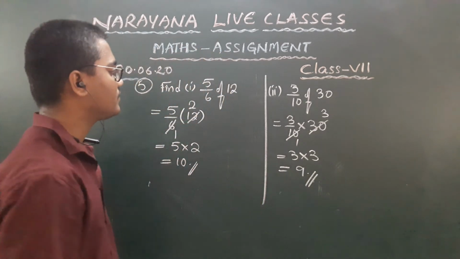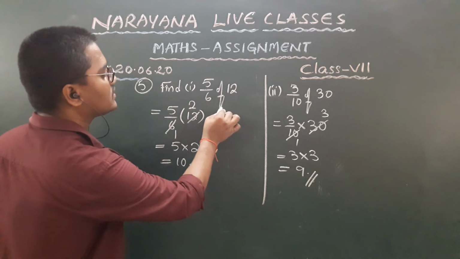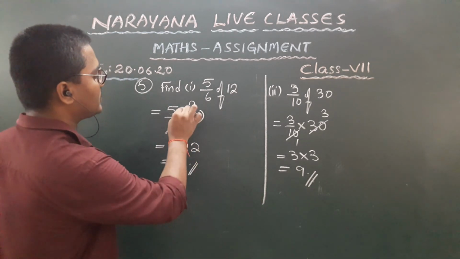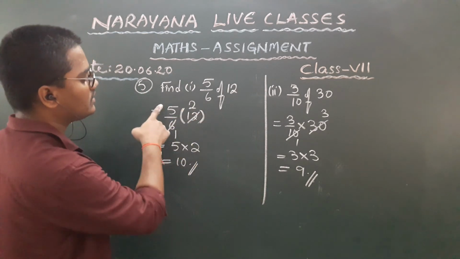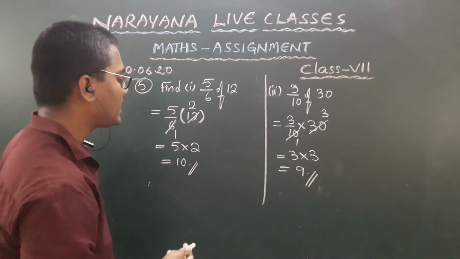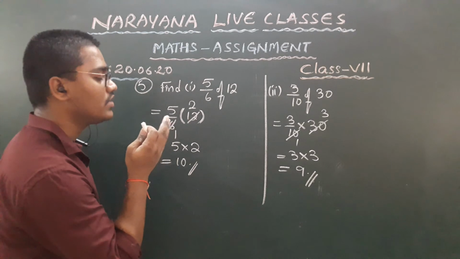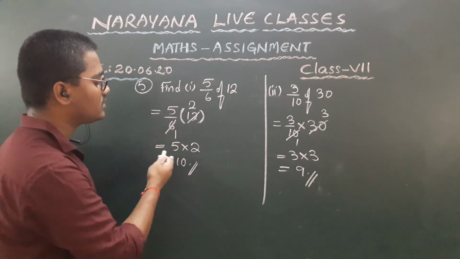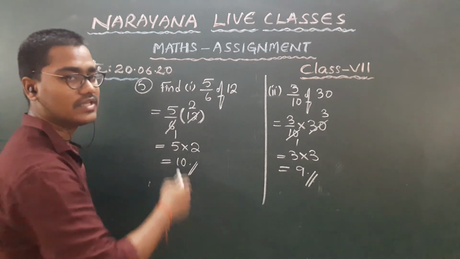I hope it is clear to everyone, children. Just in the place of "of", it is nothing but multiplication. So you need to keep a multiplication symbol over here and you need to cancel the numerator part and the denominator part in the same table. If it gets cancelled, you need to cancel, or else you need to write as it is and you need to multiply the resultant answer. That is 5 2s are 10. So the answer will be 10.